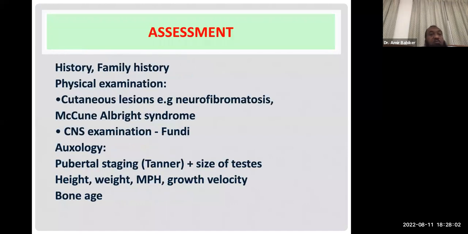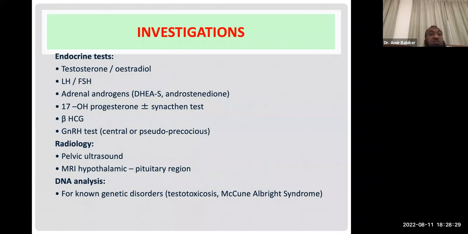ده كله في السودو. طبعا في الترو بيوبرتي هتكون جايه من وين؟ جايه من السكس اورجانز طبعا لان دي ترو بيوبرتي. So you need the family history, examination, cutaneous lesions like in Pachyonal بيكون عندهم cafe au lait different from neurofibromatosis, fundal examination if there is any brain tumor suggest of central precocious puberty. You need head, height, weight and mid-parental height or growth velocity, bone age, Tanner staging, كويس.